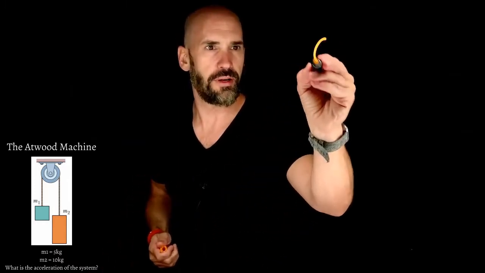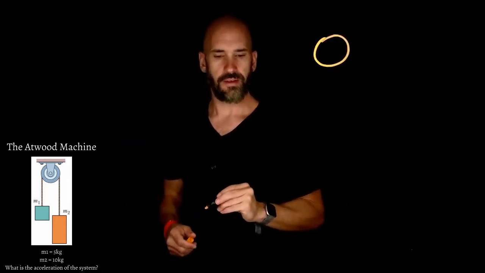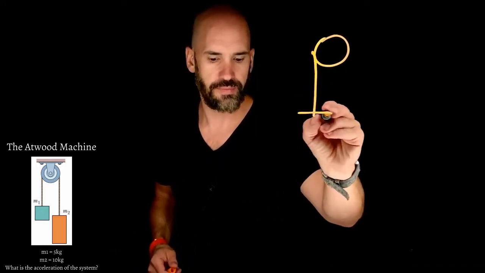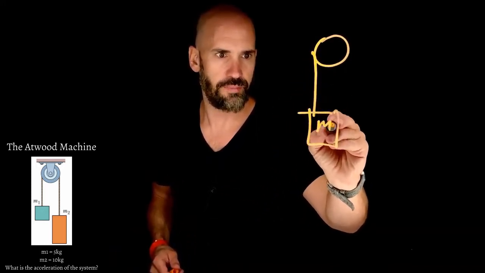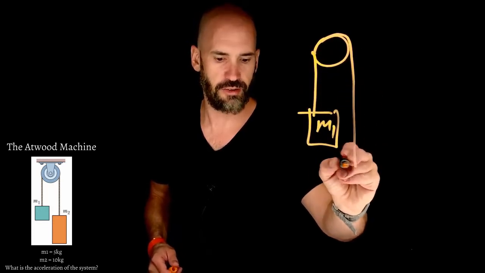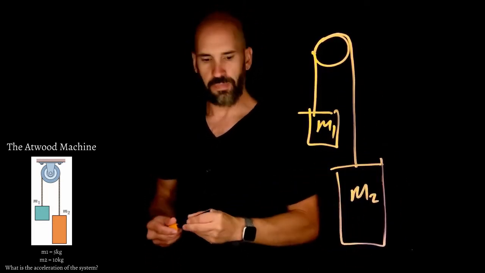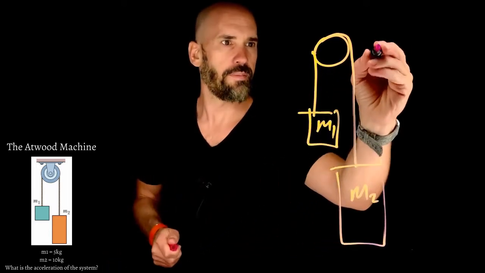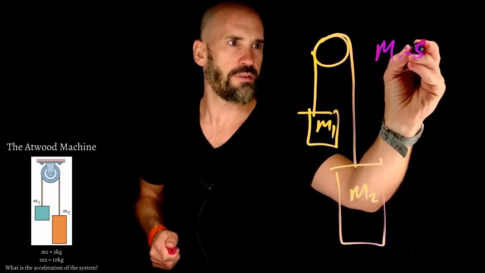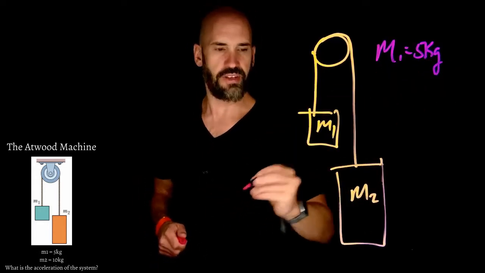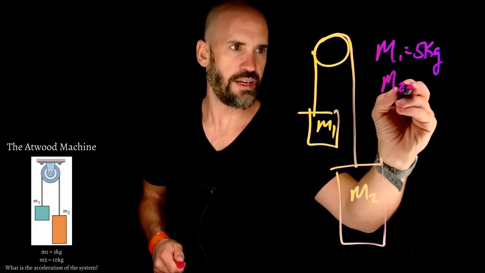We have a pulley system here, and we have a mass on one side. We're going to call it M1. And over on the other side is another mass. We're going to call it M2. And we're going to say that M1 equals 5 kilograms, and that M2 equals 10 kilograms.